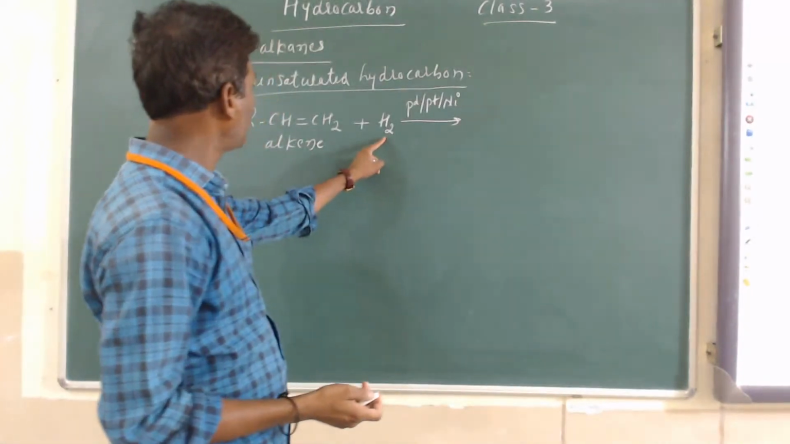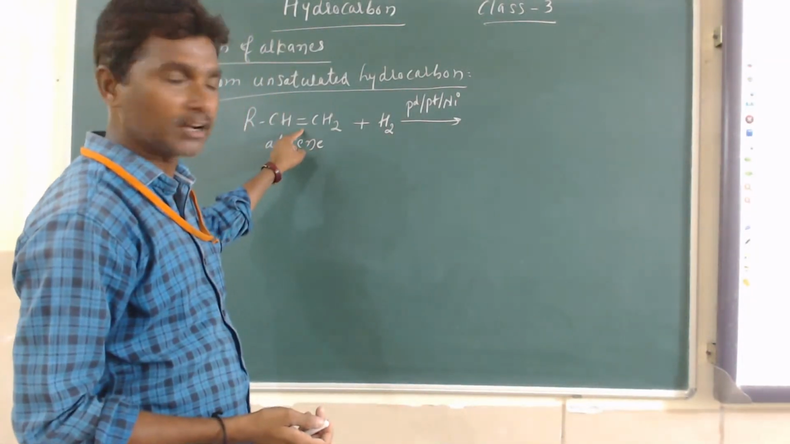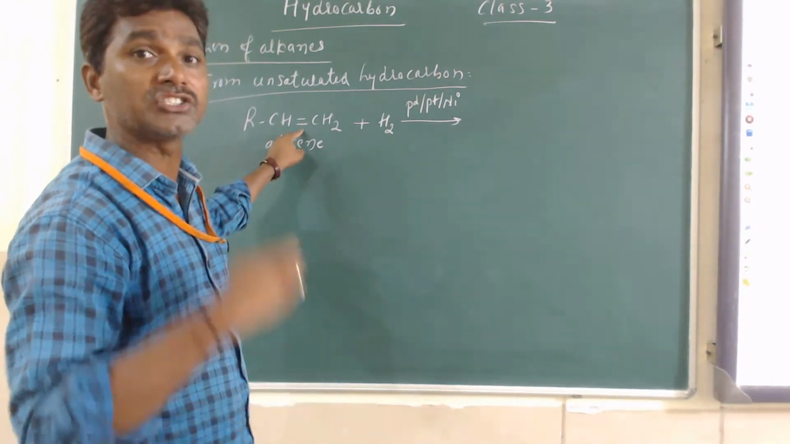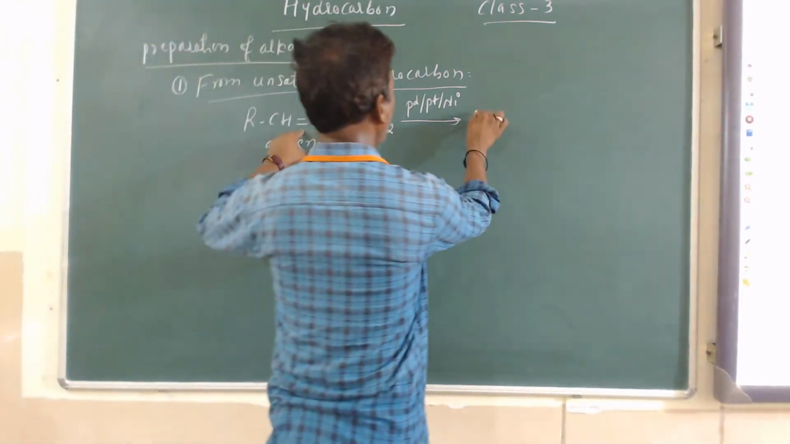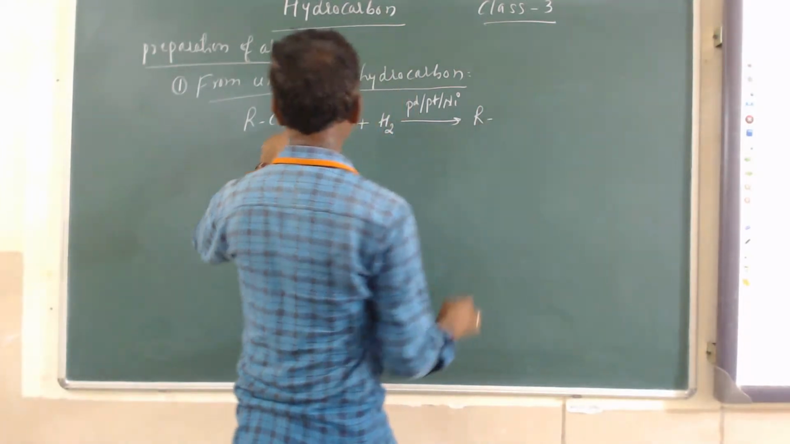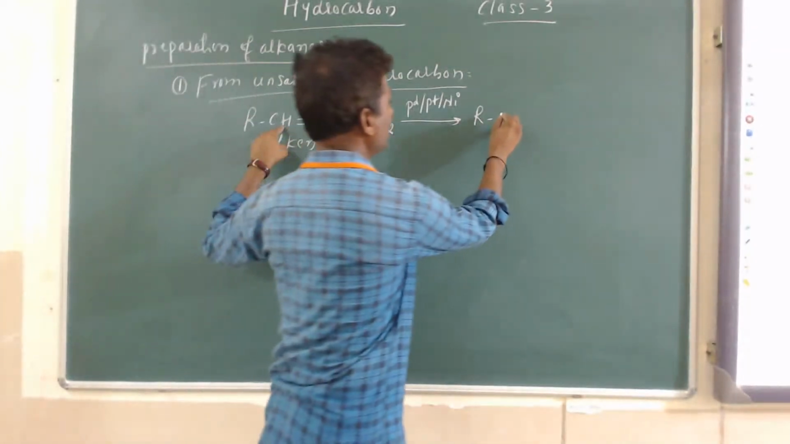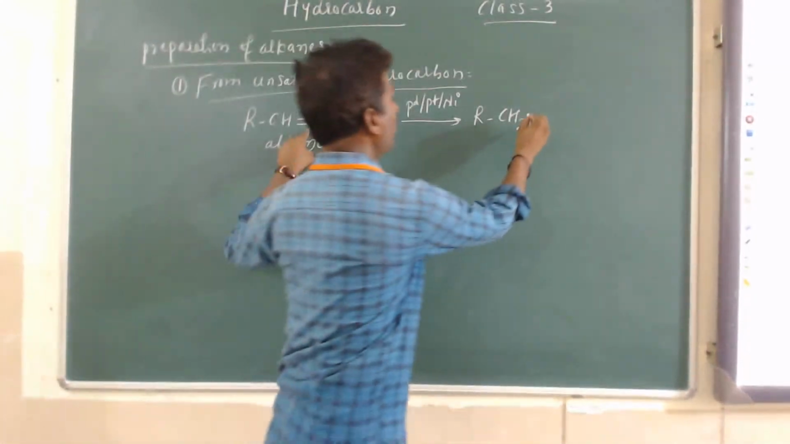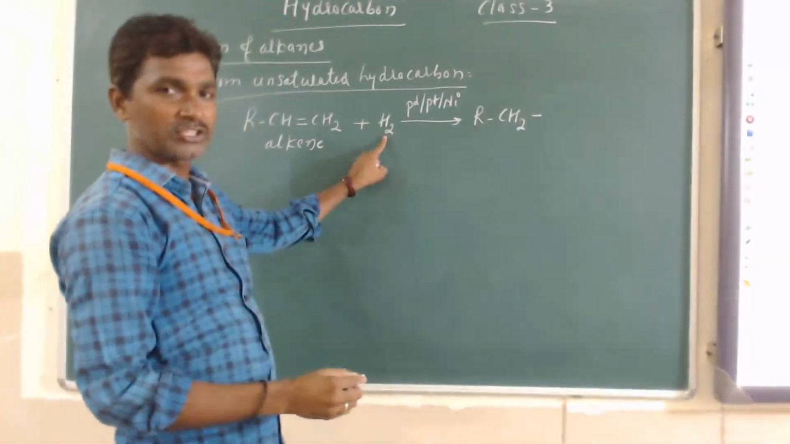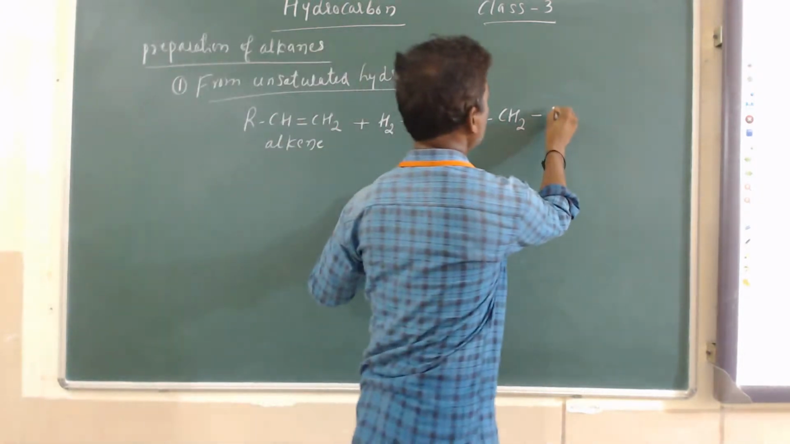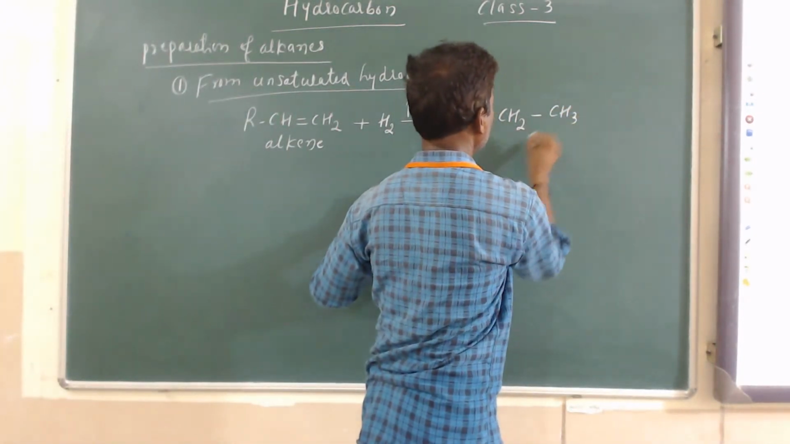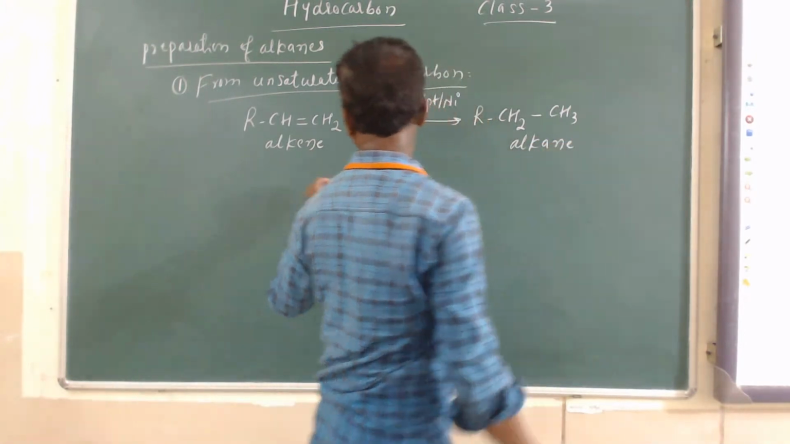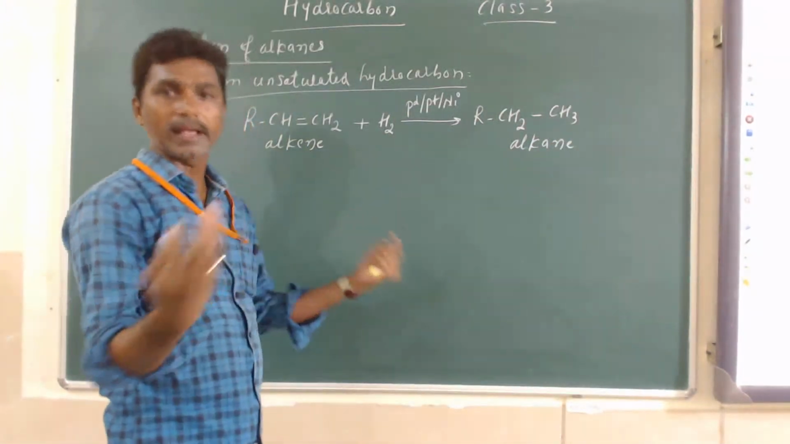When dihydrogen adds to an alkene or unsaturated hydrocarbon, the double bond breaks and changes to a single bond. One H is added to CH, which is CH2, and one more H is added to the other CH2, making it CH3. So this is an alkane.